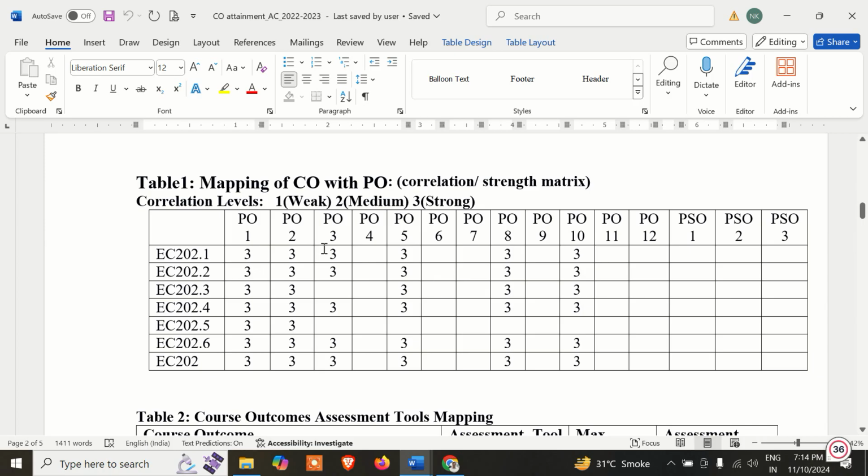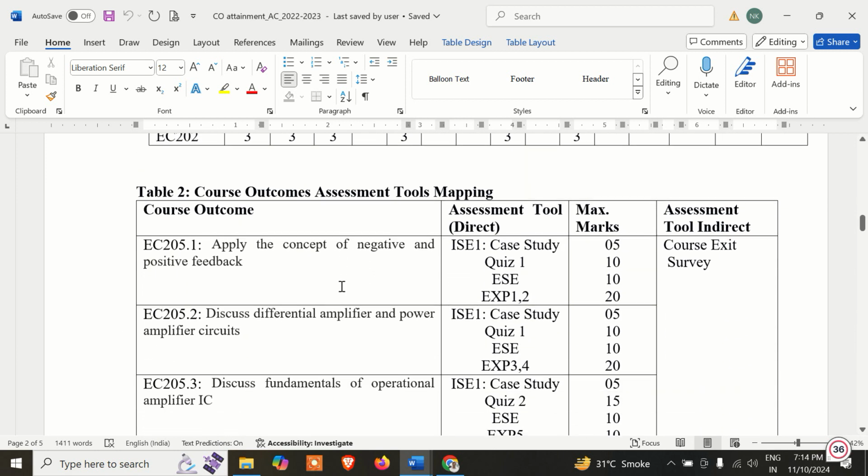So are they strongly correlated to your PO, or medium, or weakly? It depends on the faculty, the number of assignments, the evaluation. You can slightly change it also from faculty to faculty.